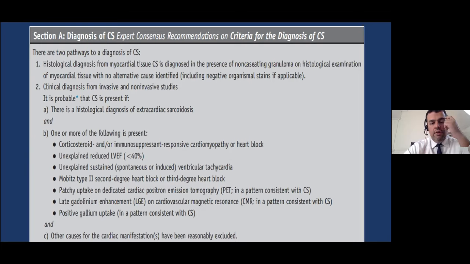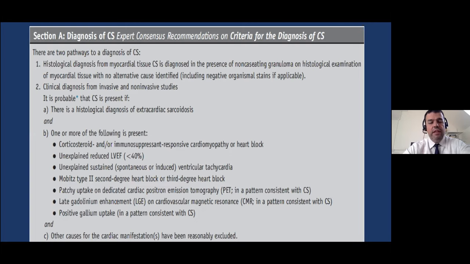The second part has to do with the cardiac signals that would make us think about cardiac sarcoidosis in a sarcoidosis patient. This includes heart failure, and in this document they have included patients with ejection fraction less than 40%, actually excluding those that have a milder left ventricular impairment. The other reason would be presentation with unexplained VT, ventricular tachycardia, or unexplained advanced atrioventricular block.